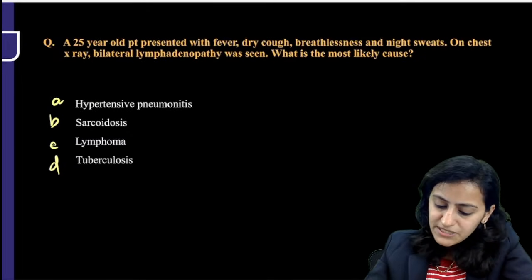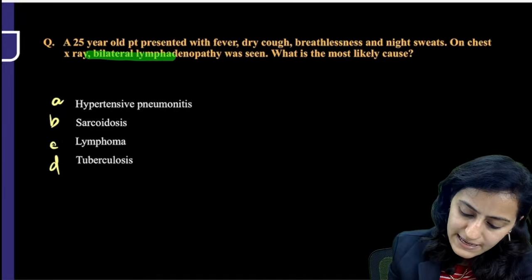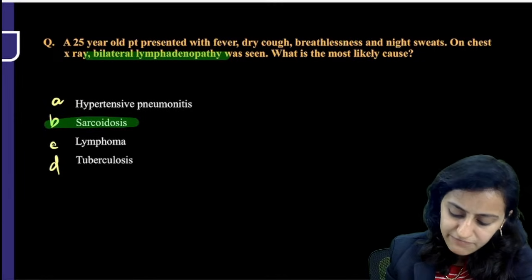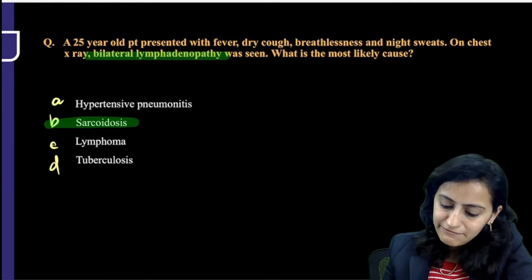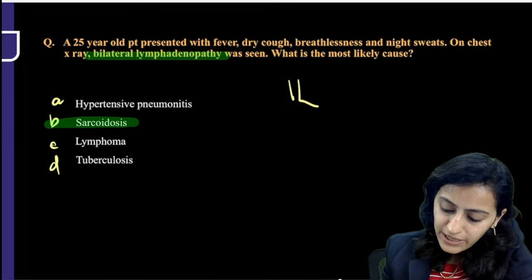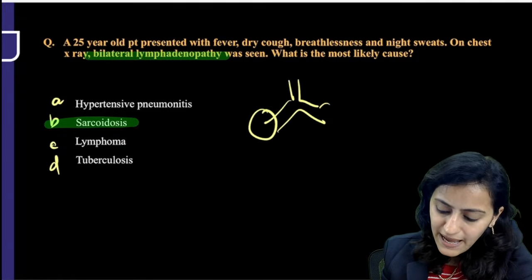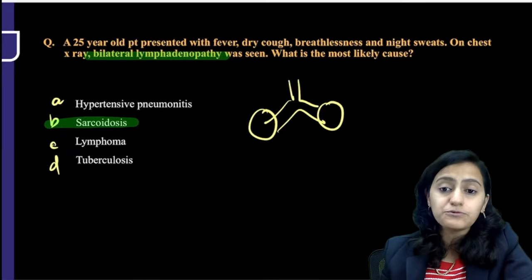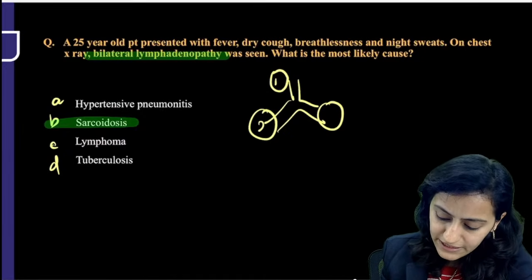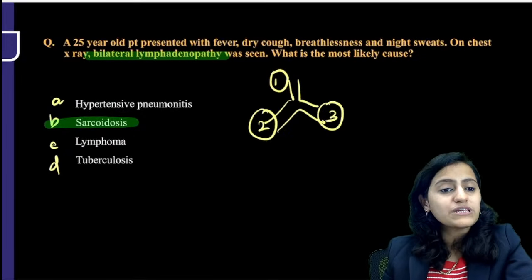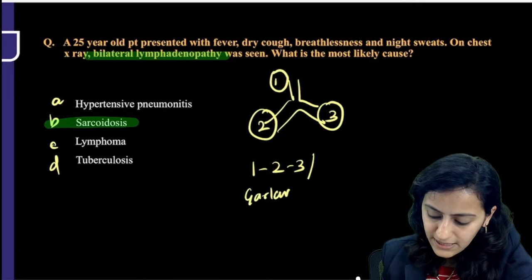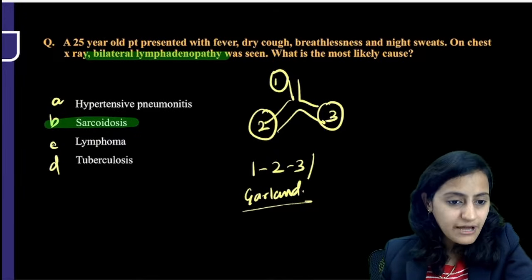Right. The most important clue here is that bilateral lymphadenopathy was seen. Whenever you see bilateral hilar lymphadenopathy, always think of sarcoidosis. So in sarcoidosis, we have bilateral hilar lymphadenopathy. We can also have the right paratracheal lymph node that gives the 1, 2, 3 sign, or the Garland sign on chest radiograph.